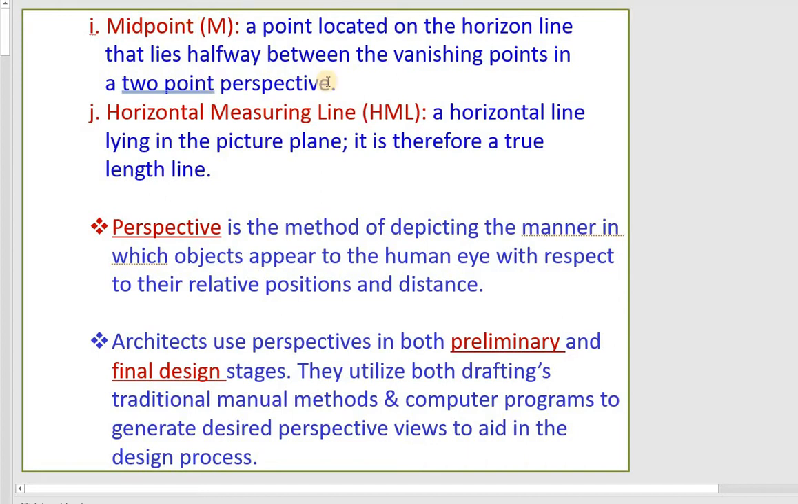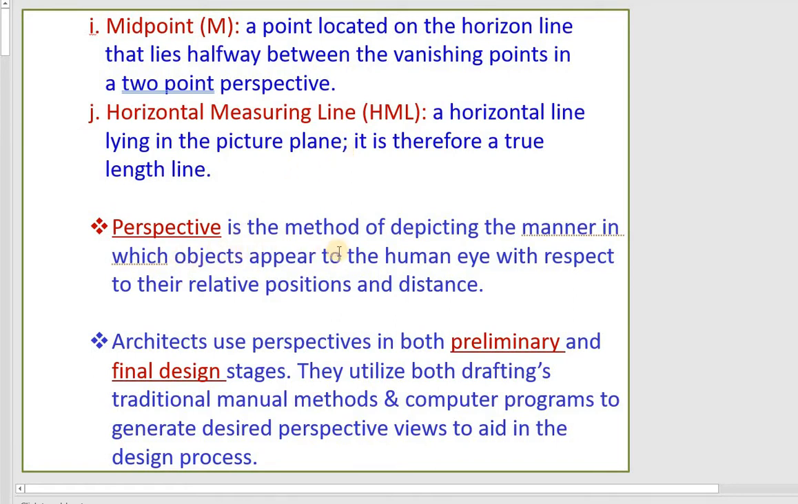Next one is the midpoint. The point is located on the horizontal line, and it lies halfway between the vanishing points in 2-point perspective. When you draw 2-point perspective, you select one point in the center where you can see both sides, and you call that the midpoint. Horizontal measuring line: before you had vertical, and horizontal is the one you measure the width of the objects. You call that the horizontal line.